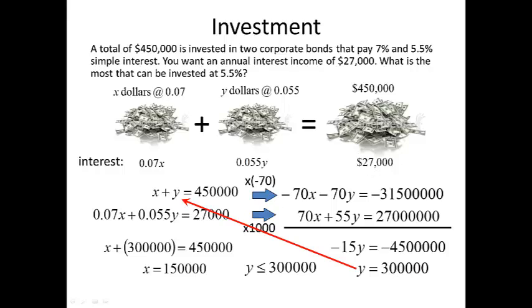If you invest more here, you're going to get less money, because it's going to make you more money if you invest less here. If you put too much in here, you're not going to be able to make 27,000 because you're investing more in the one that's paying you less. Okay, hope that makes sense.